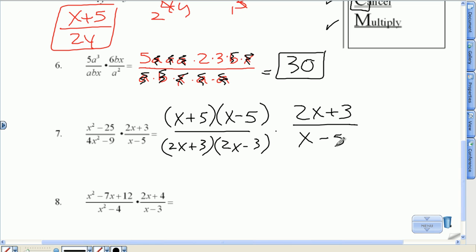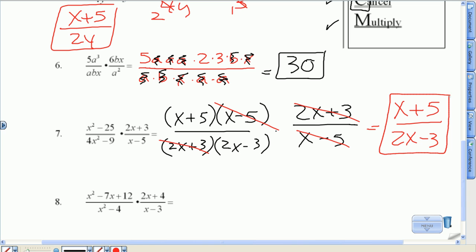You cannot cancel anything out of the top and bottom unless it is an entire term. So I am going to be able to cancel x minus 5 out. I am going to be able to cancel 2x plus 3 out. Look what's left over. You have x plus 5 on top, 2x minus 3 on the bottom. That's done. You cannot cancel an x out of the top and bottom because there is no x. That's x plus 5 on top. So whatever you put in for x, you have to add 5 to it. They can't be broken apart. They're going to stay together.